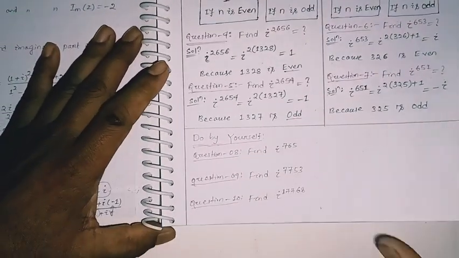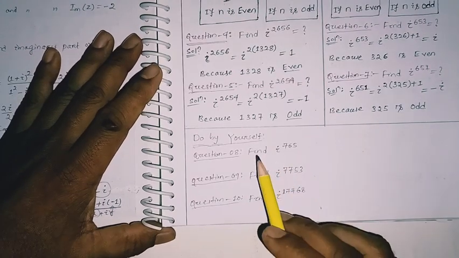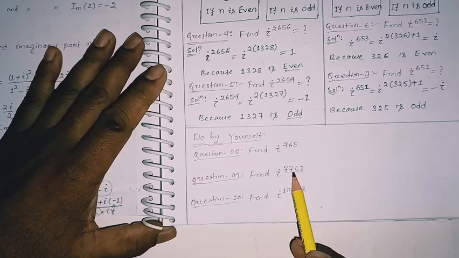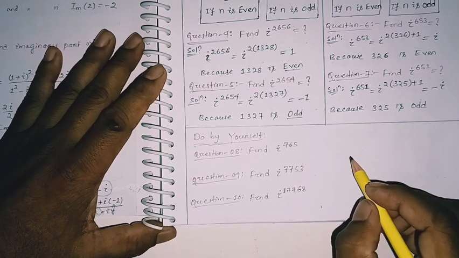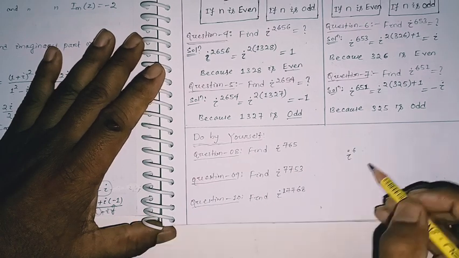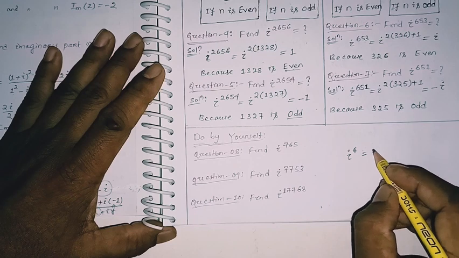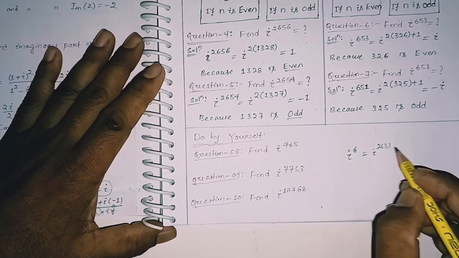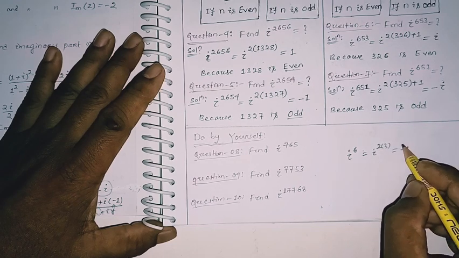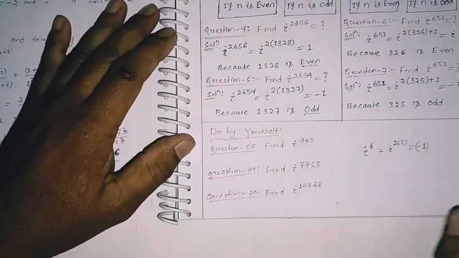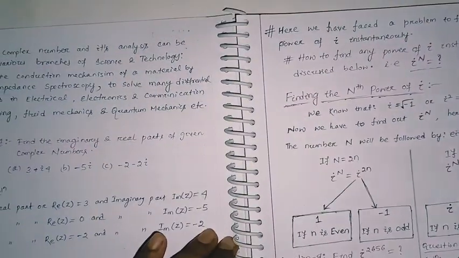These are another 3 questions for you to do by yourself: i to the 765, i to the 7753, i to the 17768. Suppose i to the power 6, which we calculated just before, will be i to the 2 into 3. So here 3 is odd, so the value is -1, as we found. These 3 questions I left for you to do by yourself.